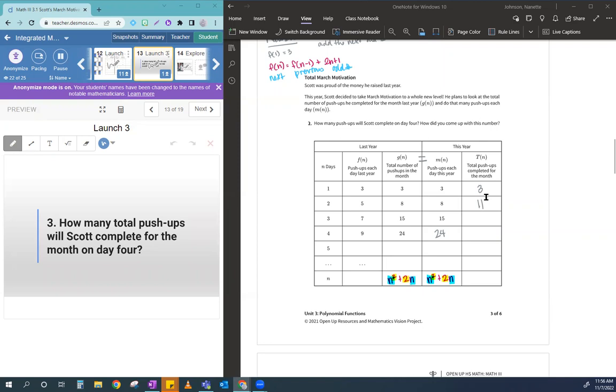Where you all told me to put 11 here. Where did 11 come from? Yeah, it's 3 plus 8. 3 plus 8, right? Okay, if that makes sense, how many total push-ups do you get for day 3? How many total push-ups will you get for day 3?